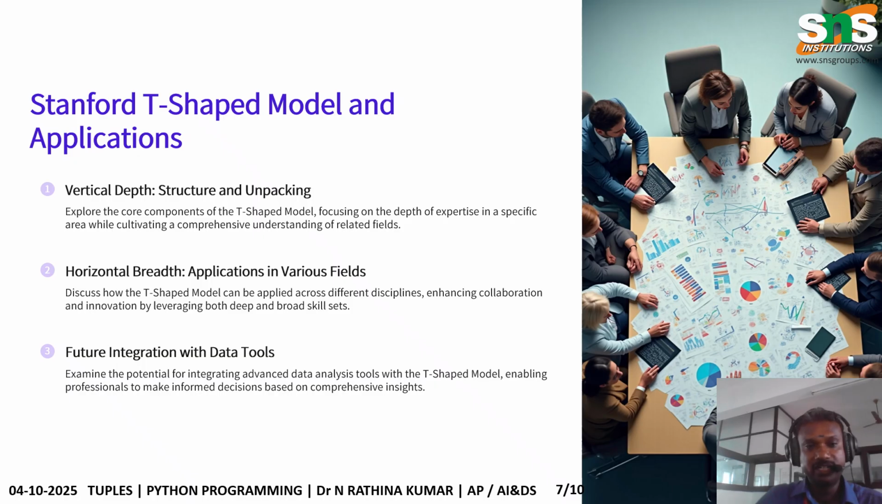The next one is the T-shaped model, how vertically and horizontally we understand tuples. The first one is what is meant by structuring and unpacking. Explore the core concept of the T-shaped model, focusing on depth of expertise in a specific area while cultivating a comprehensive understanding of related fields. A horizontal breadth focus can be applied across different disciplines, enhancing collaboration and innovation by leveraging both deep and broad skill sets.